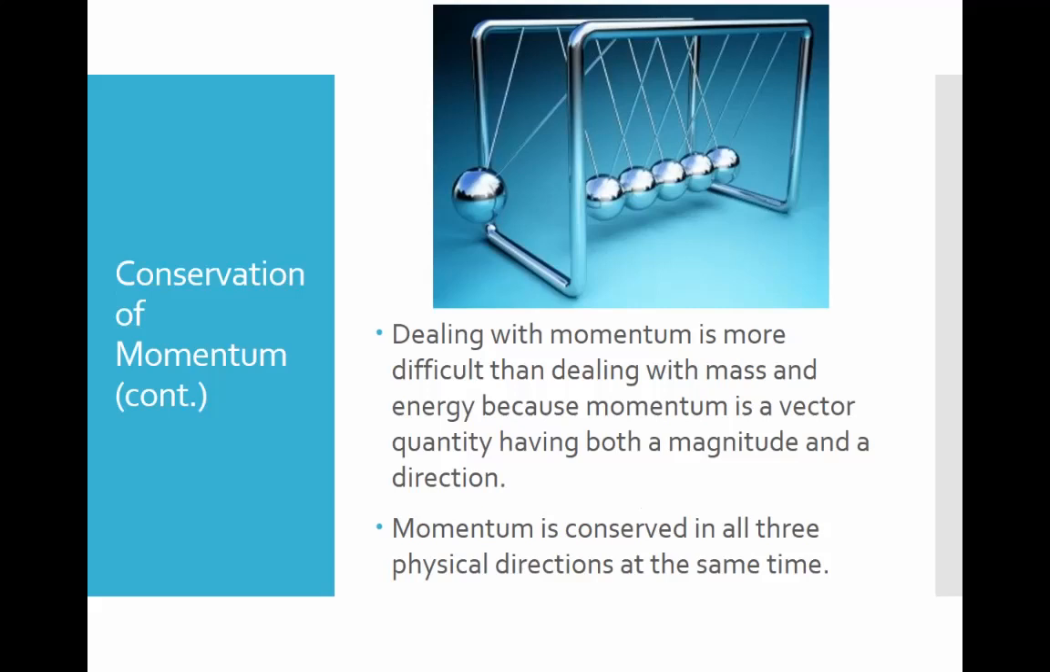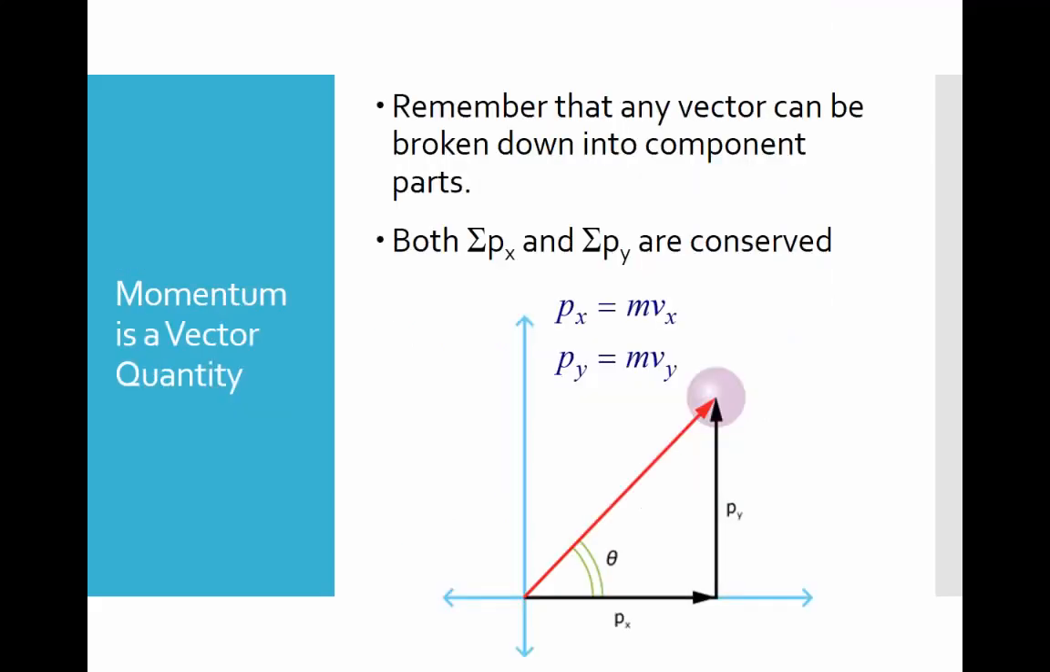And so we have to think about the system before the collision, including all those different vectors, and the system after the collision and all those different vectors. Momentum has to be conserved in all three physical dimensions at the same time. So it's very important when we do more complicated versions of this that we remember how to break out component vectors. We can take the x and y components out of any vector, and then we can add those up more easily than the vectors themselves.